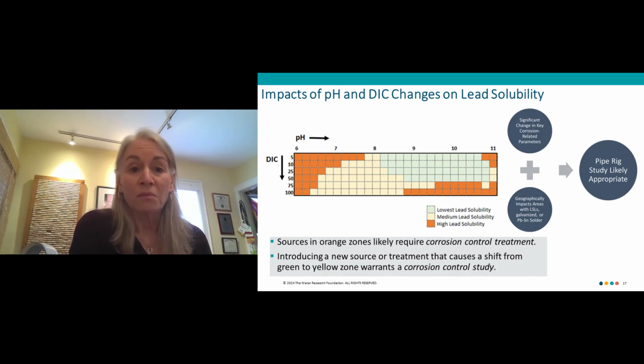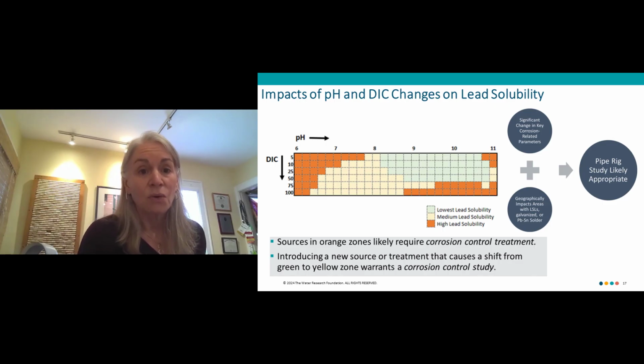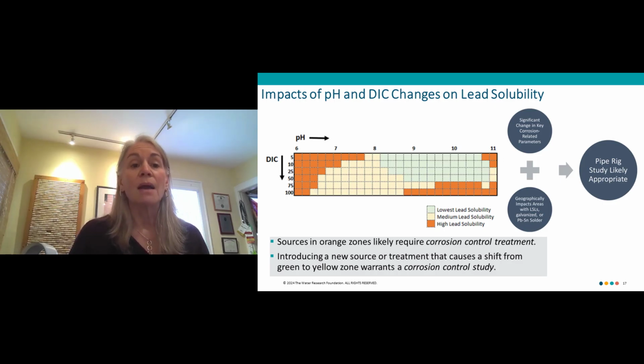And then the yellow zone is medium lead solubility, and the orange is the high lead solubility. So if you're not doing corrosion control treatment and your current sources are in the orange zone, and/or you're going to be introducing a source or making a change that puts you in the orange zone, you are most definitely going to need corrosion control treatment. That should just be an assumption that you plan into the design of the new source or the treatment. If you're introducing a source or a treatment that causes a shift from green to yellow, it certainly warrants a corrosion control study, but maybe or maybe not a pipe rig.